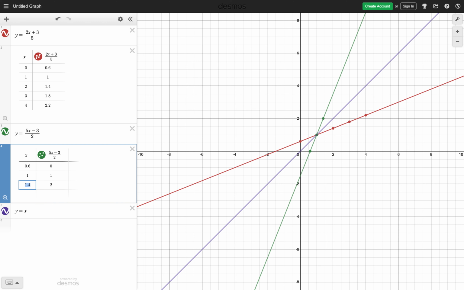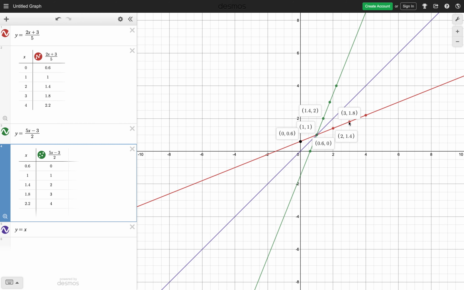Again, we have 1, 1, and 1.4, 2, 1.8, 3, and 2.2, 4. A function and its inverse will have symmetry with respect to the line y is equal to x. I'm just putting these down. Notice you have the interchanging of the coordinates. Again, a function and its inverse will have symmetry with respect to the line y is equal to x, and once again, the x and y values will be interchanged.